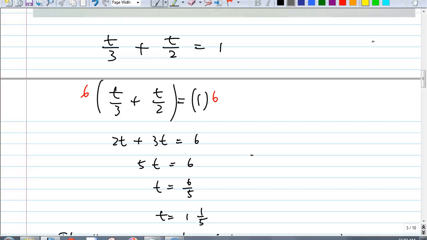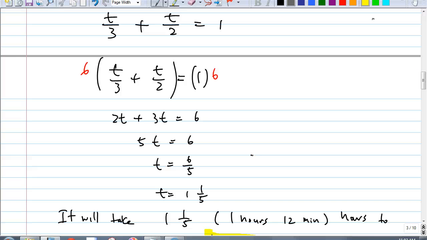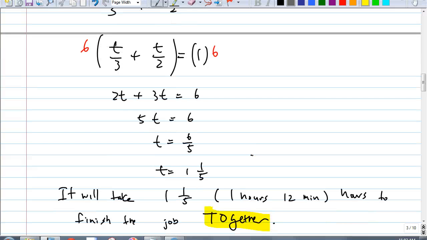Did you all get 1 and 1/5? Yes. Now, do you have to turn them into hours and minutes? No, you don't. It didn't ask you. So you could just write down, it will take 1 and 1/5 hour, or you could write down 1 hour and 12 minutes if you like. It's up to you. But by the way, this is important: you have to say hours to finish the job together.